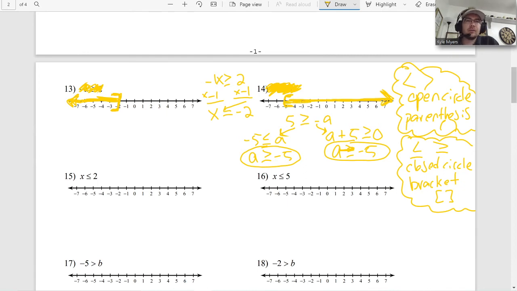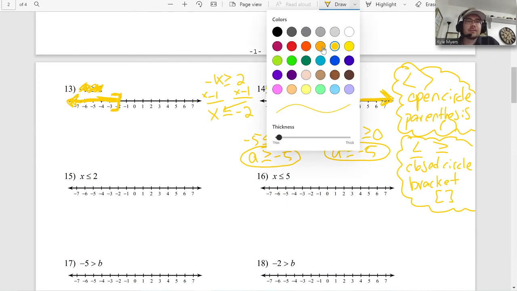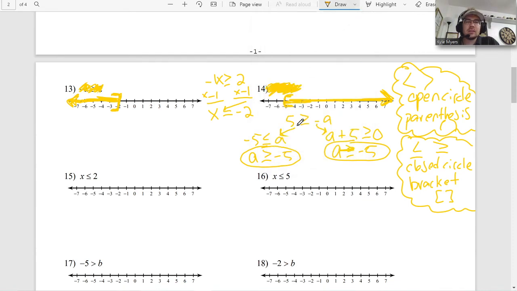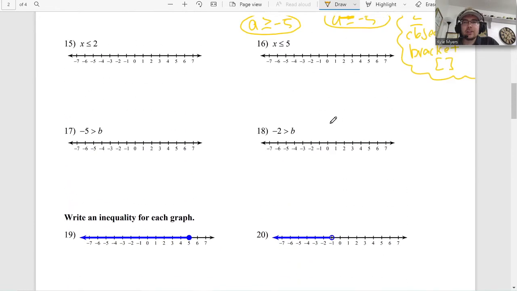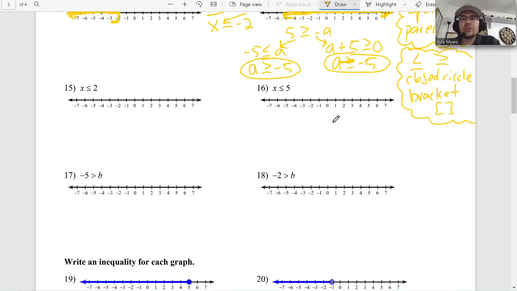All right, cool. So let's go ahead and switch colors. Now we're on orange. And, oh, they want you to write the inequality for each graph. Okay. Well, let's go ahead and just do 2 more of these. So if I want to go less than, that's going to go to the right from, was that 2 or -2? That was +2. Okay. I keep saying right when I'm meaning left and left when I'm meaning right. Sorry, guys. That was a left, not a right.